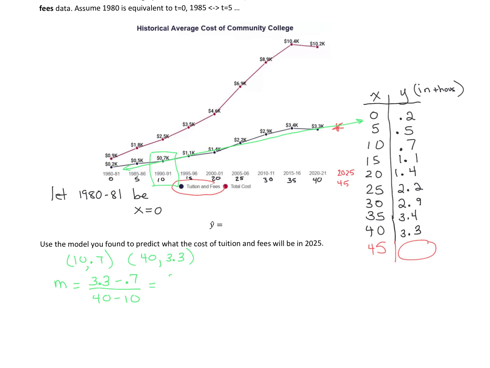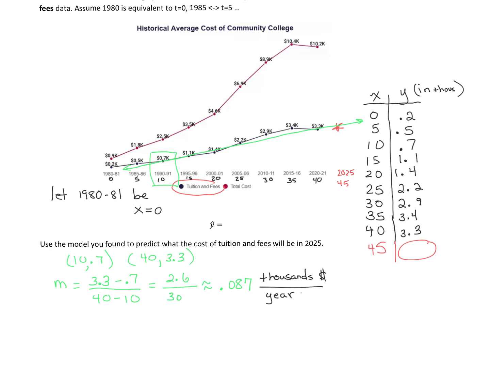That gives us 2.6 divided by 30, which is approximately 0.087. So that's the slope of the line. And if you like, which is always a good idea, we should think about the units here. This was the difference in thousands of dollars per difference in year, so 0.087 thousand per year. Okay, having said that, that's our slope.